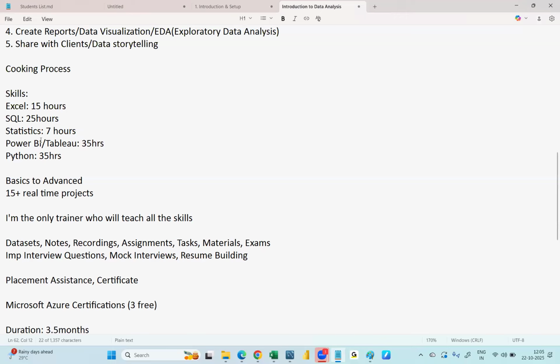For example, I have already listened to the Power BI class, but a second time also I want to listen. Yes, you can come and attend. You don't need to pay any extra amount. It's the same fees only. No need to pay any extra amount. You can attend any skill any number of times in any batch also.